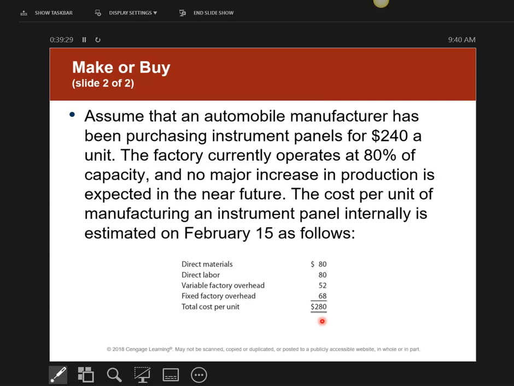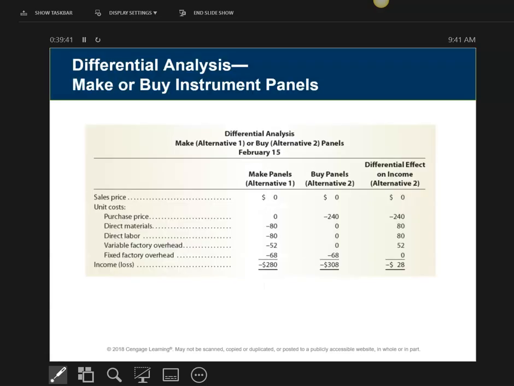Now right away your first instinct is to say, wait a minute, it costs this to make, it costs this to buy. Right away you should buy it. Well, you really need to do the differential analysis chart to determine that. So remember, I did say that alternative one is what I've normally been doing, but in this case I'm not going to do that. Alternative one is to make the panel. Alternative two is to buy the panel. And then we'll look at the differential effect if I continue doing alternative two.